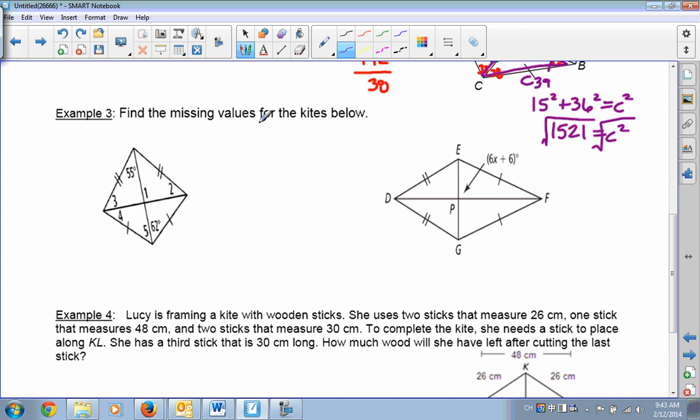Okay, find the missing values for the kites below. So we're missing angle 1, 2, 3, and 4. Well, angle 1's nice and easy. What's that? 90. 90, always. Okay. So we have angle 2, angle 3, angle 4. We have 5 angles, don't we? Okay. Actually, 5 down here is pretty easy, because if this one's 62, then the other one is 62.